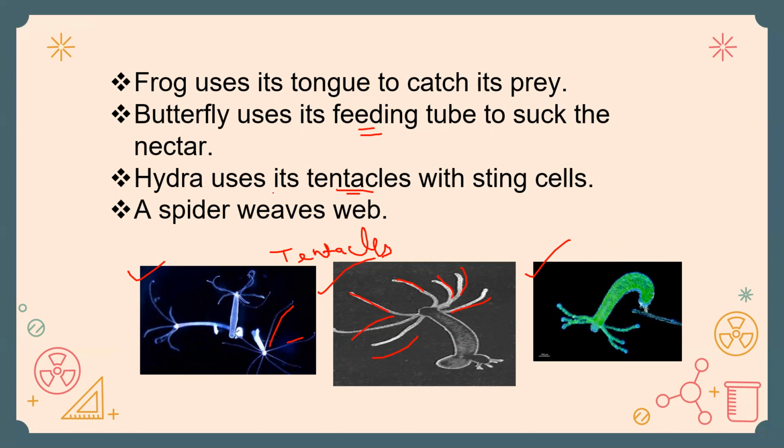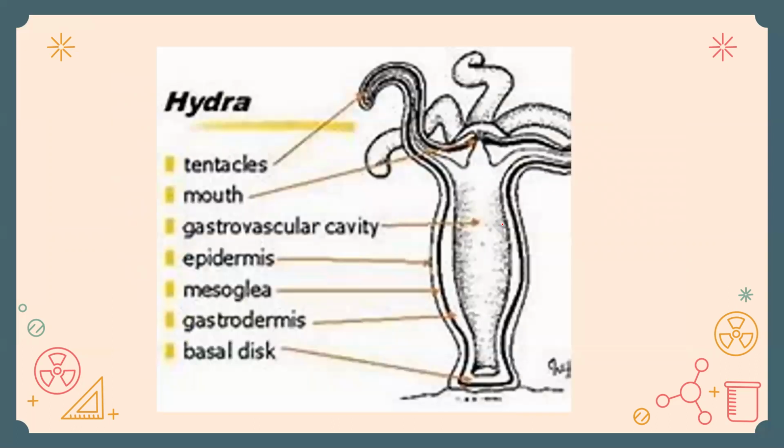A spider. Now a spider weaves a web. We notice a spider weaves a web and then catches its prey. So this is a labeled hydra. These are the tentacles. This is the mouth of hydra.